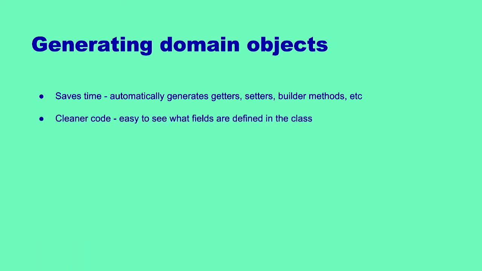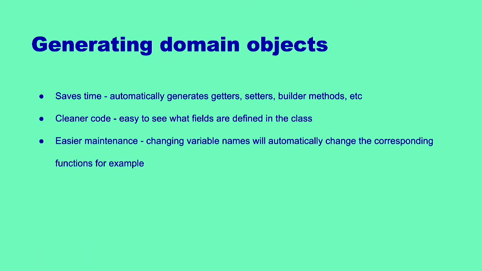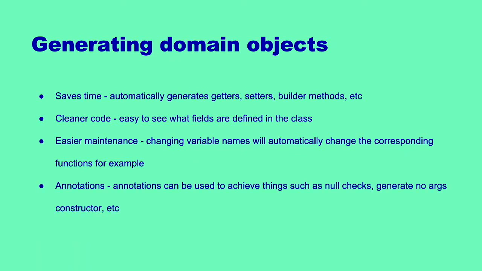So what are the advantages of generating domain objects? Firstly, it saves us a lot of time since all the necessary functions such as getters, setters, and builder methods are automatically generated. Secondly, it results in cleaner code since the class interface you design is not bloated with helper functions, and it is easy to see at a quick glance what fields are provided by this class. Thirdly, it is easier to maintain. In case you want to change any variable name, for example, the corresponding functions which use this variable are automatically updated. And lastly, you can make use of annotations to automatically generate things such as null checks, a no-arguments constructor, and many more.